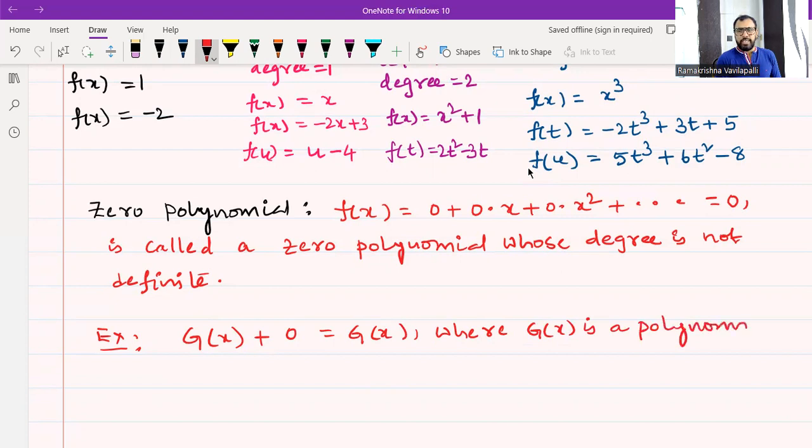Now, what is the value of a polynomial at a given x? After that, I will define what is 0 of a polynomial, what is the root of a polynomial, and the difference between root and 0.